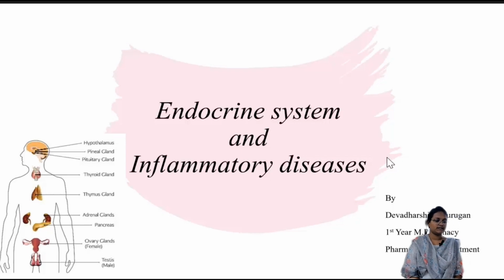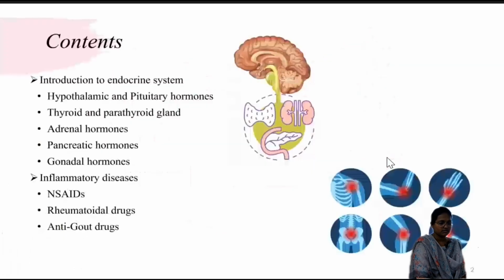I'm going to deal with the endocrine system and inflammatory diseases. These are the contents that we are going to discuss today: the major endocrine glands like hypothalamus, pituitary, thyroid, adrenal, and pancreatic and gonadal hormones, along with inflammatory diseases like rheumatoid arthritis and gout. Briefly about NSAIDs. Coming to the endocrine system, it is a chemical control system where ductless endocrine glands are present.